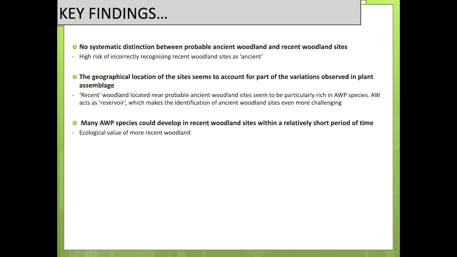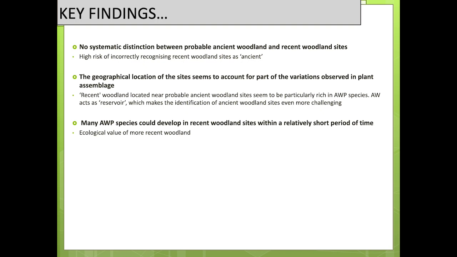So some key findings here are that I could not find any systematic distinction between probable ancient woodlands and recent woodlands. I mentioned ancient woodlands, but as I said earlier, we use estate maps, so we cannot say that woodlands on an 18th century map are ancient. They may also be plantations. So I use a shortcut when I say ancient woodland. So there is no systematic distinction between probable ancient woodland and recent woodland sites, and a high risk of incorrectly recognizing recent woodland sites as ancient. That's something I could find.